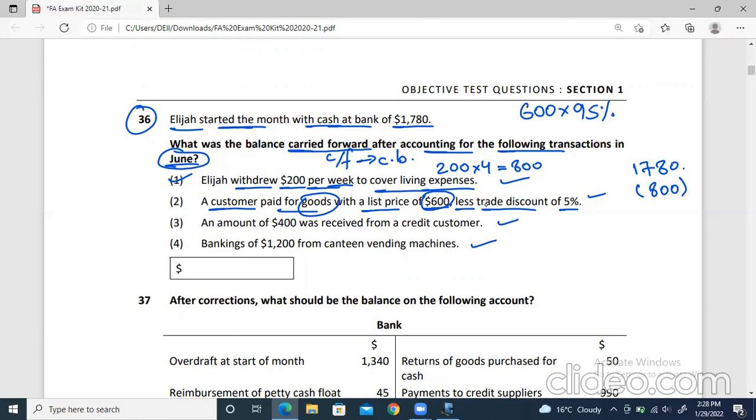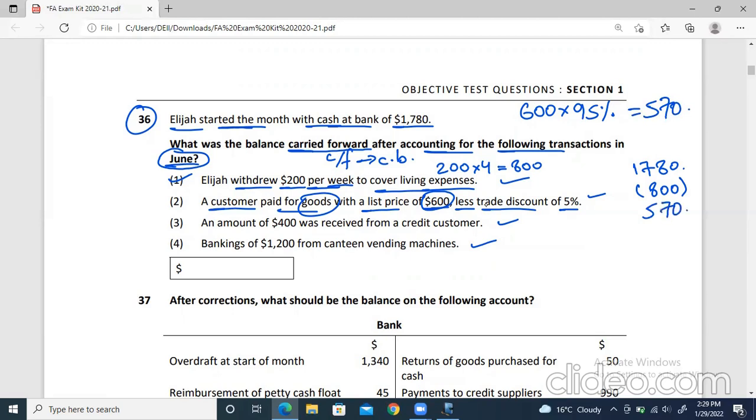So let's see. One second. This gives us an answer of 0.95, 570. So 570 a customer paid for goods, so that means we received this money. So 570 will be added over here.